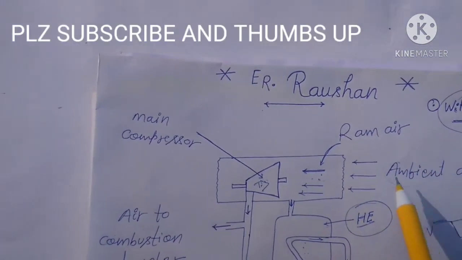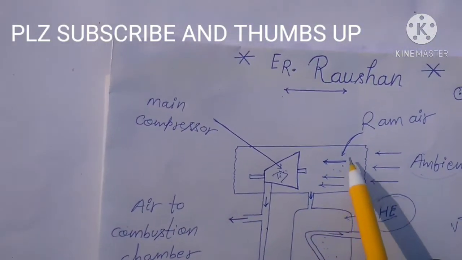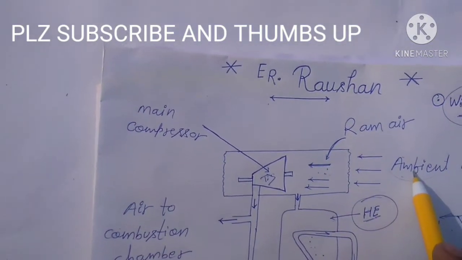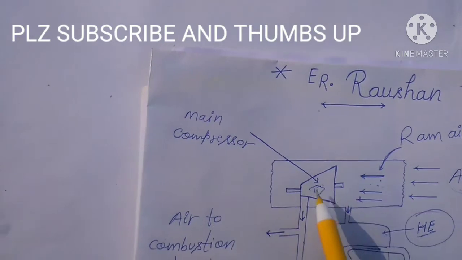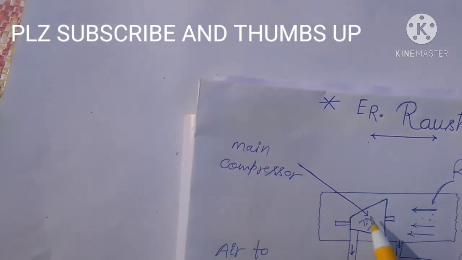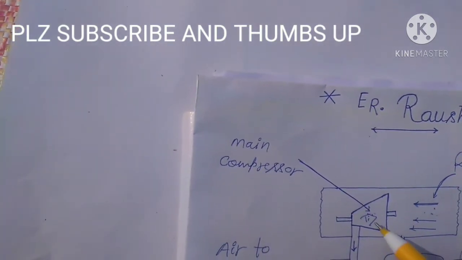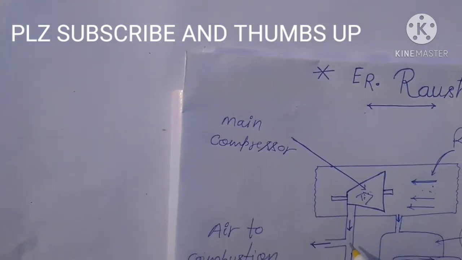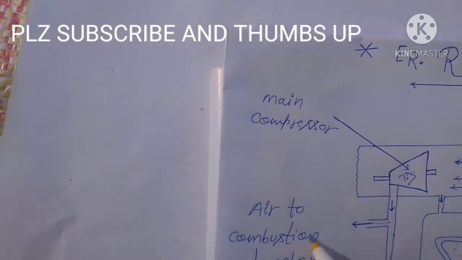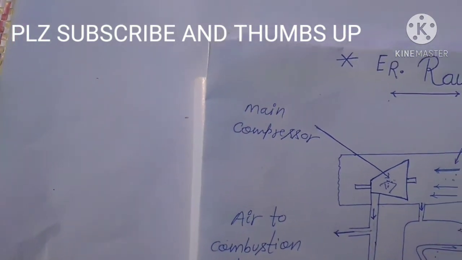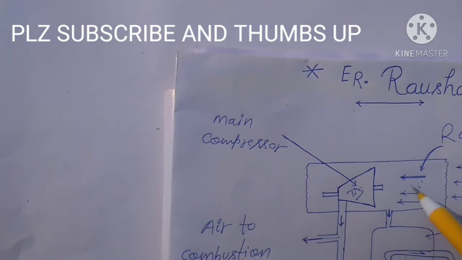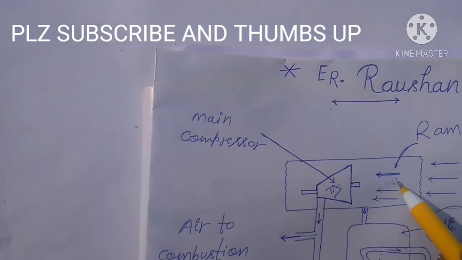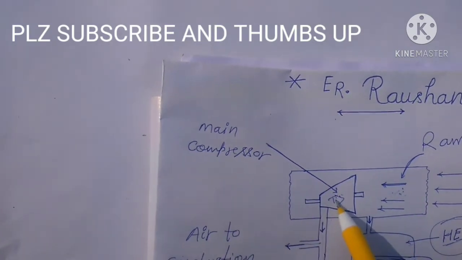Here ambient air goes inside this component, and due to ramming its temperature increases compared to the ambient temperature. Then this ramming air goes into the main compressor. After much more compression, that means temperature and pressure increase further, some part of the compressed air goes to the combustion chamber and some part goes to the heat exchanger, and the ramming air also goes into this heat exchanger.